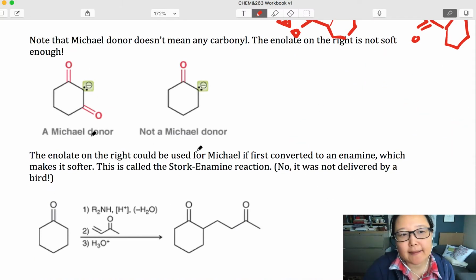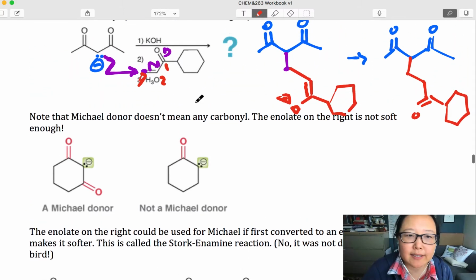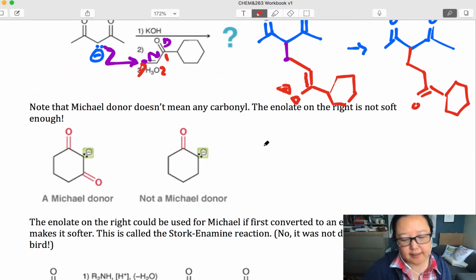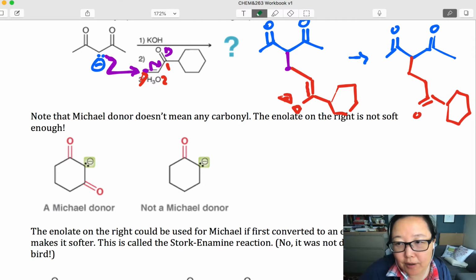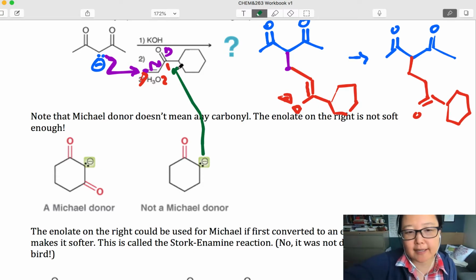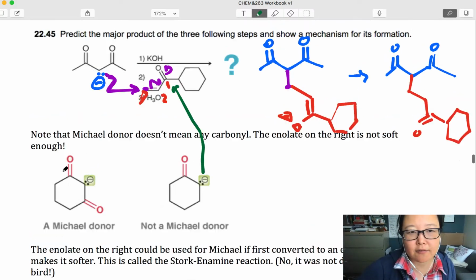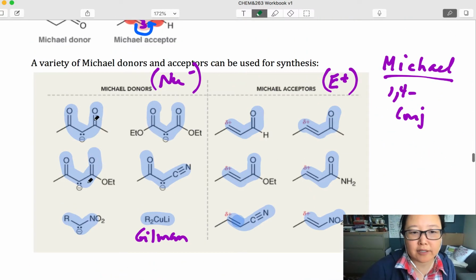So note that the Michael donor is not just any enolate. It's got to be softer so that it can be compatible with the 1,4 addition. If you see something like this, it's more likely that it's going to attack at the carbonyl carbon. So just be aware that with a regular enolate, you might get more competition, where it might attack at the carbonyl carbon otherwise. Okay, so we really need to look for these special Michael donors.